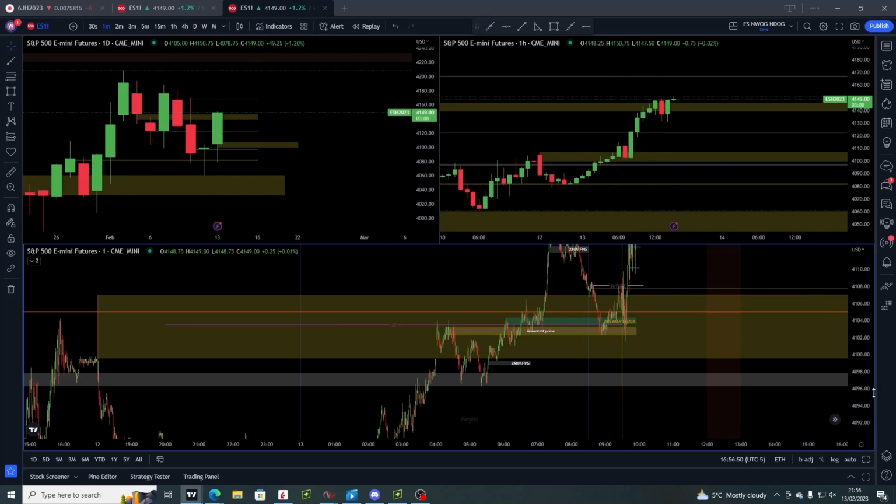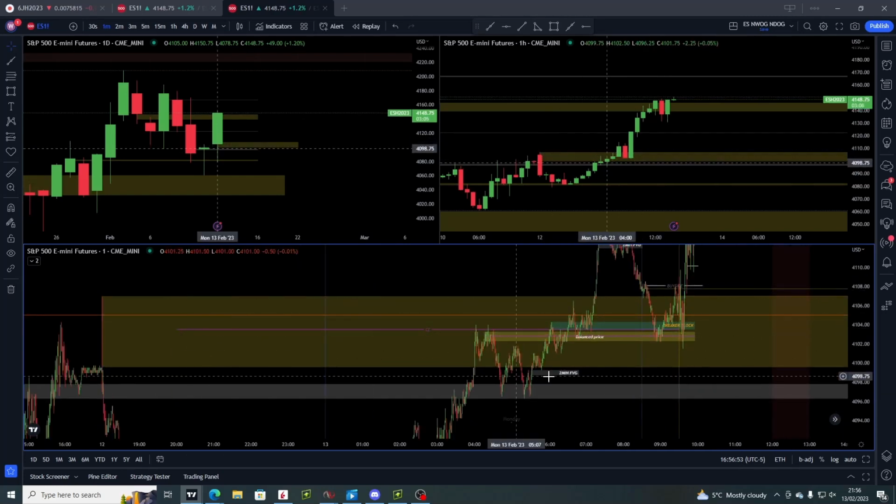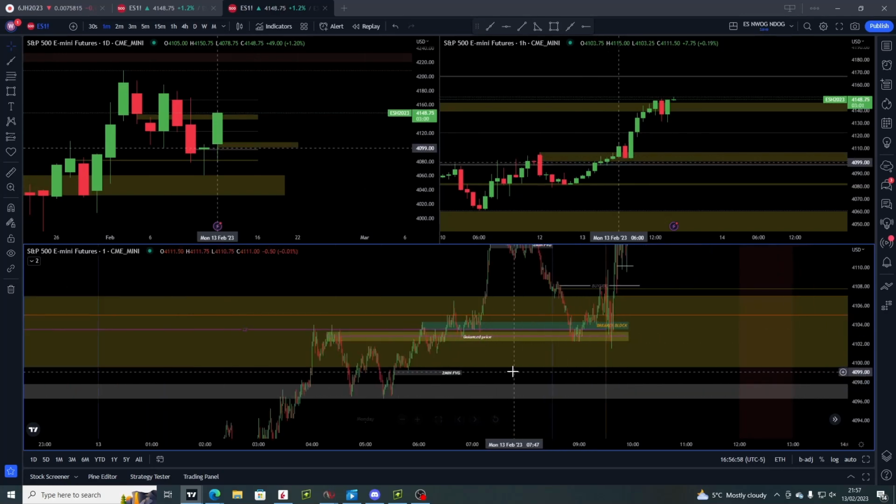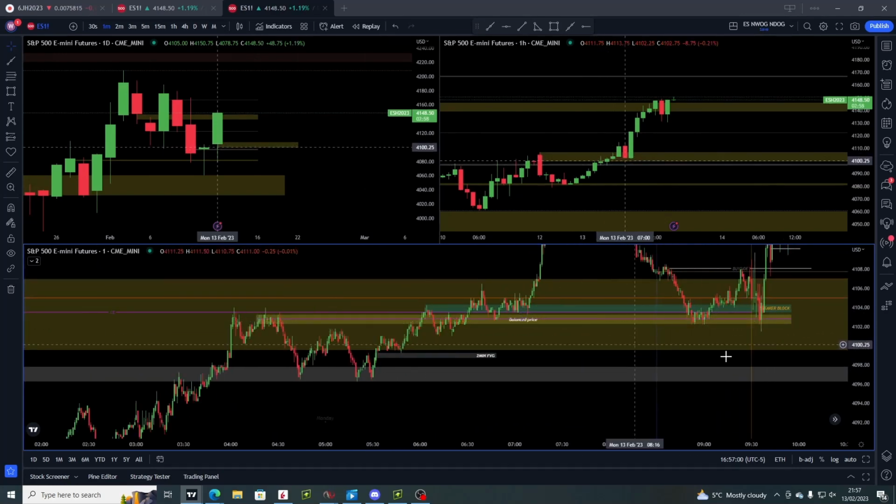So what do we know about new week opening gaps? We know that consequent encroachment of them are a sensitive point, right? It's where price is likely to magnet into. So we could be looking at that area for places for price to reject, right?